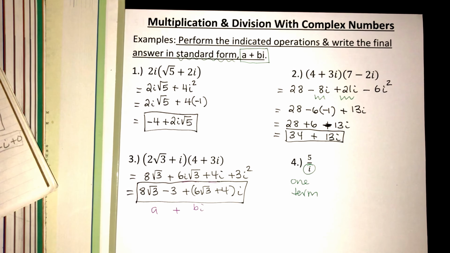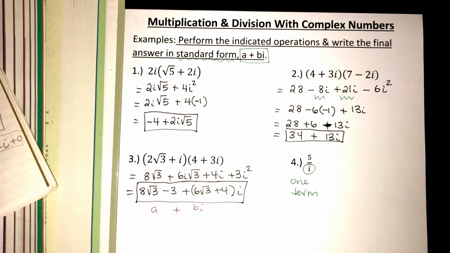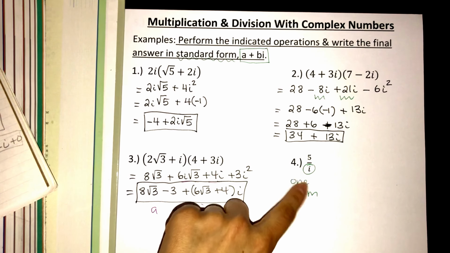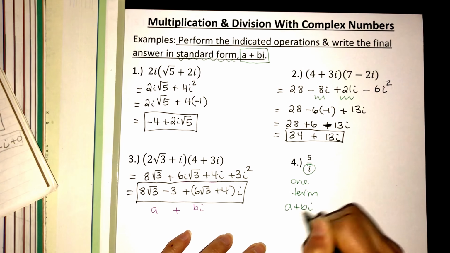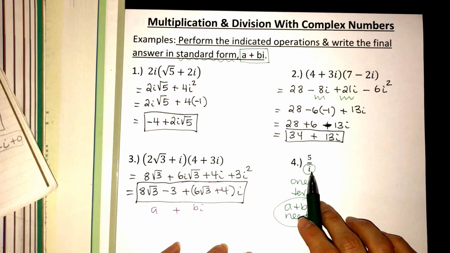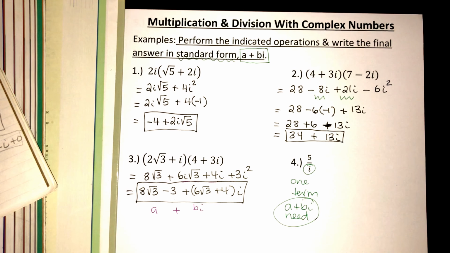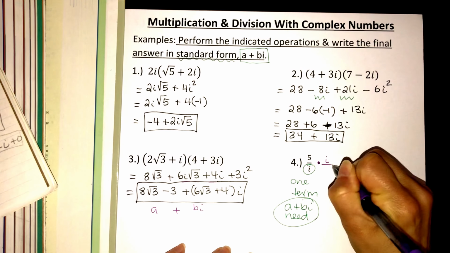If you just have one term and it contains I, we have to take this and write it in the form A plus BI. Okay, so I need this, right? This is what we need. So how am I going to turn this division into something that looks like A plus BI or A minus BI? So what you have to do is eliminate the imaginary, the I, from the denominator. The only way to do that is to go back to what we did before. You need to multiply this fraction by I over I.